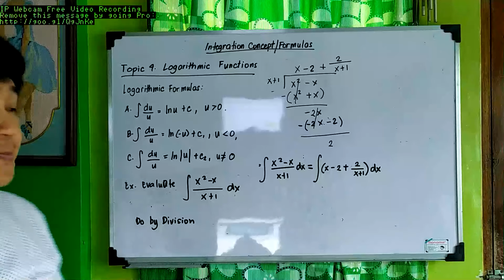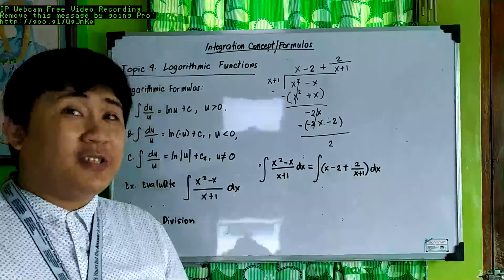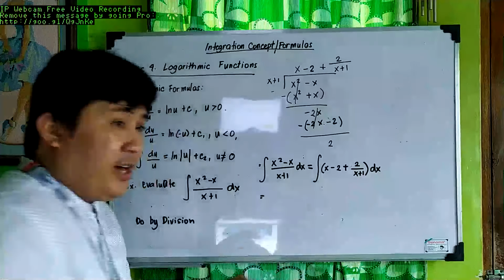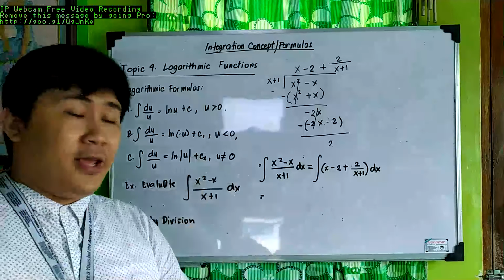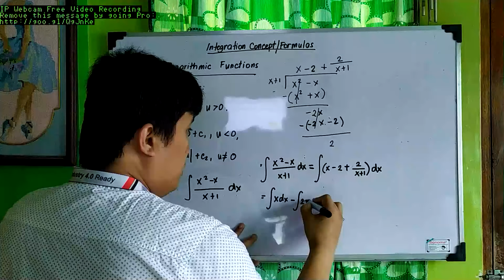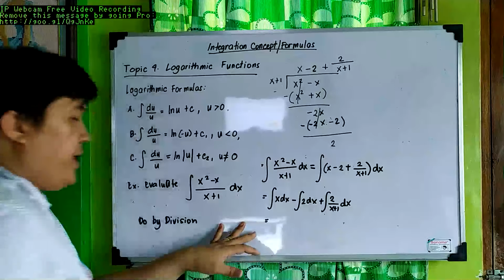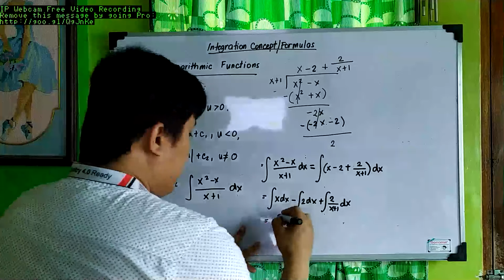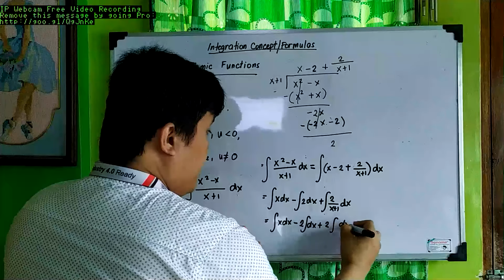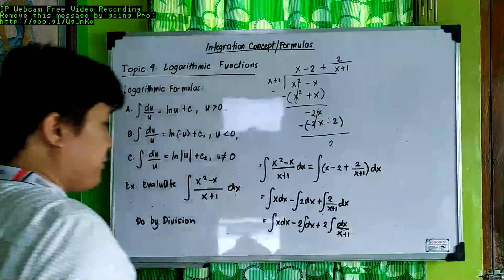So from here, it becomes much easier. This one we could integrate, this one we could integrate, and this one is obviously a logarithmic function. So let's continue. We will use identity number 3. So we separate that: integral of x dx minus 2 dx plus integral of 2 over x plus 1 dx. Then, as I've told you, to make it easier, move all the constants outside the integral sign. So we'll have integral of x dx minus 2 integral of dx plus 2 integral of dx over x plus 1.